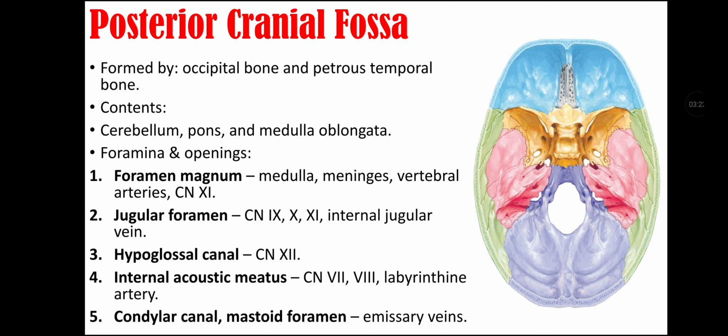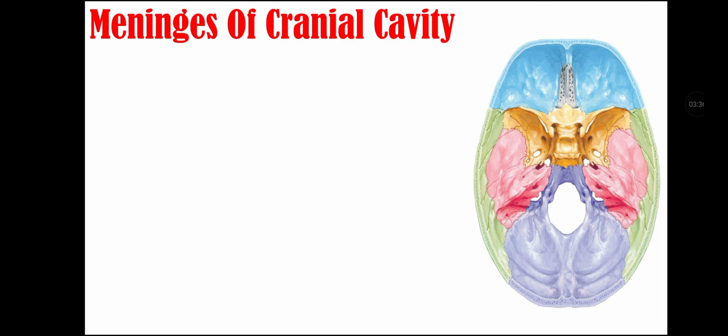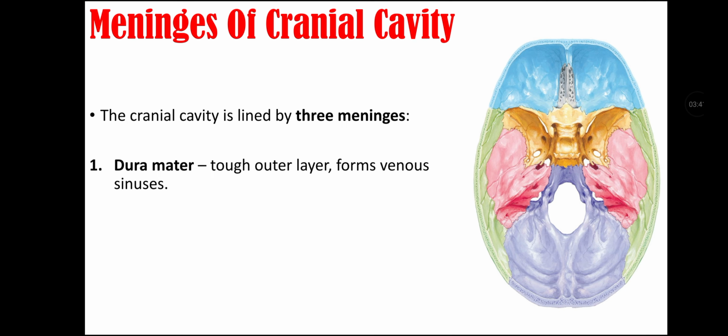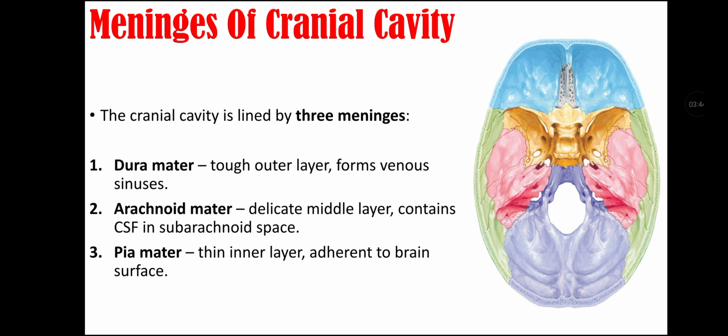Internal acoustic meatus transmit 7th cranial nerve that is facial nerve and 8th cranial nerve that is vestibulocochlear nerve and also labyrinthine artery. And condylar canal and mastoid foramen transmit emissary veins. Meninges of cranial cavity. Cranial cavity is lined by three meninges that include dura mater, arachnoid mater, and pia mater. Dura mater is tough outer layer that forms venous sinuses. Arachnoid mater is delicate middle layer that contains CSF in subarachnoid space. And then we have pia mater that is thin inner layer and it is adherent to brain tissue.